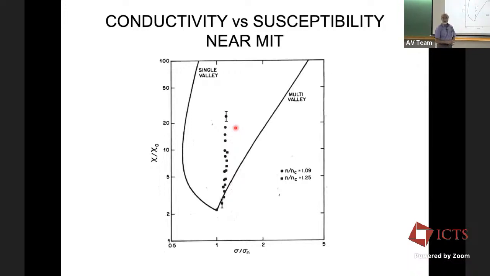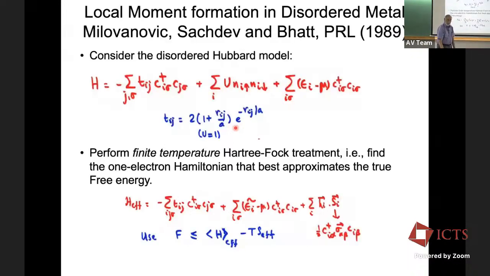These data are taken at below 100 millikelvin. Any temperature below 100 millikelvin. So now we have to try and understand why we are having localized moments in the metal. And that was something that I had hoped at that stage that we could try and do a calculation for the disordered Hubbard model like Patrick and I had done for the random Heisenberg model. But it turned out that was very difficult.